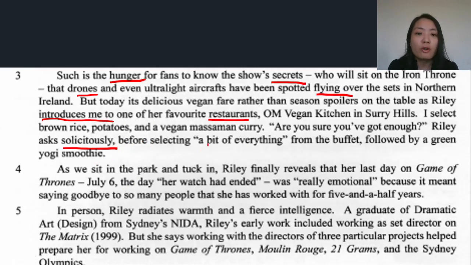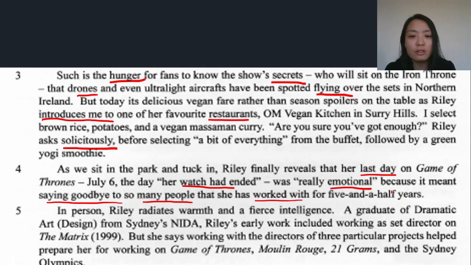So she asked before selecting a bit of everything from the buffet, followed by a green yogi smoothie. All right, okay, so never mind, let's continue. So now we just know that the writer is eating with Riley. That's the main important part of this whole paragraph. Okay, then next, as we sit in the park and tuck in, Riley finally reveals that her last day on Game of Thrones, July 6th, the day her watch had ended, was really emotional. So this is her last day. It was so emotional for her because it meant saying goodbye to so many people that she has worked with for the 5.5 years. Okay, fine.